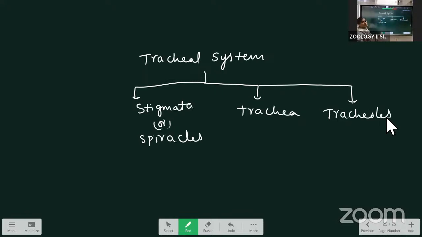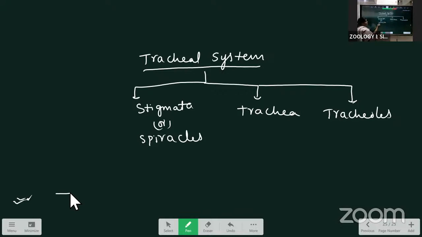The cockroach blood doesn't have a respiratory pigment. That's why it doesn't play any role in respiration. That's why inside the cockroach, a number of tracheae are formed. Those tracheae combine and form a system that we call the tracheal system. The tracheal system has three components: one is the stigmata, second is the trachea, and the tracheoles. Clear? Briefly, I say about these things. Afterwards, I will draw the diagram.